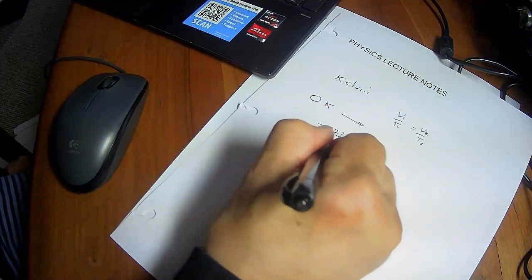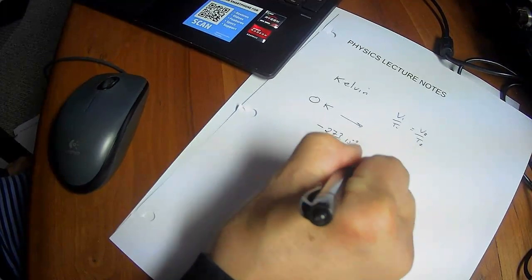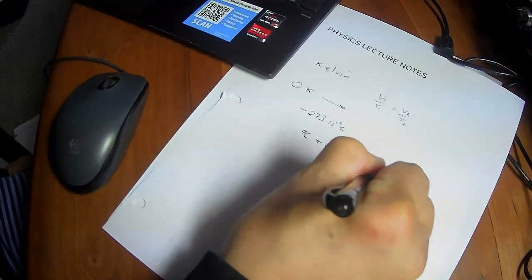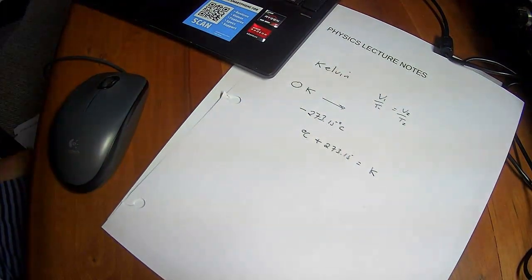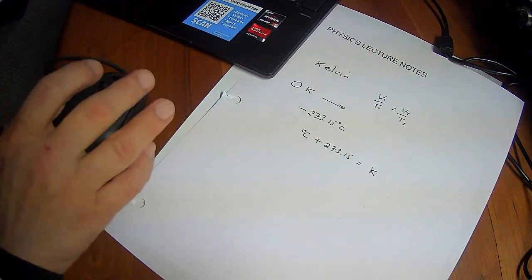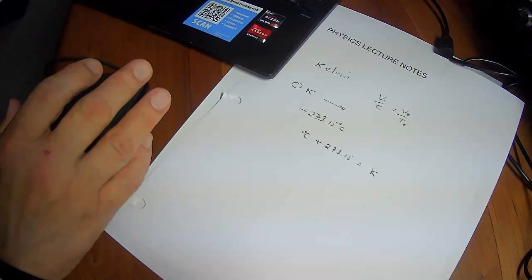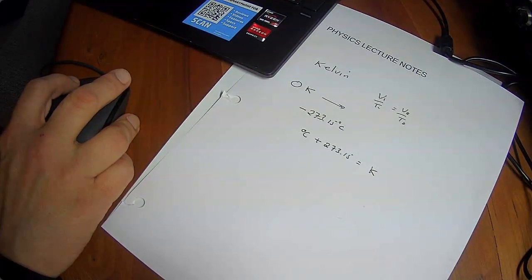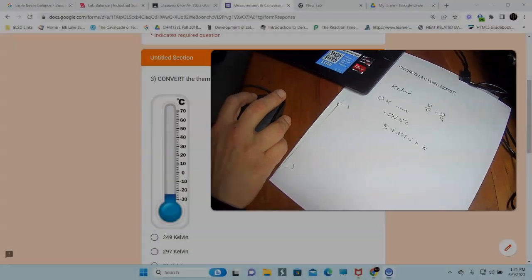But the conversion is degrees C plus 273.15 gives you Kelvin. Now, it's not degree Kelvin, it's just Kelvin. Kelvin is the unit. So when you see something like that, you're going to be converting from Celsius to Kelvin. That's a very simple calculation.